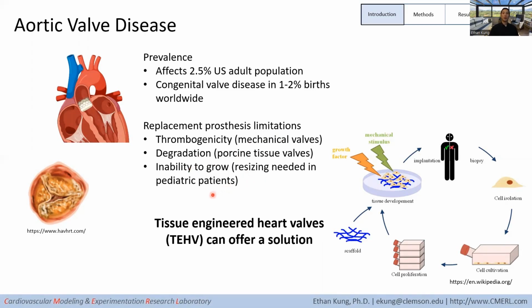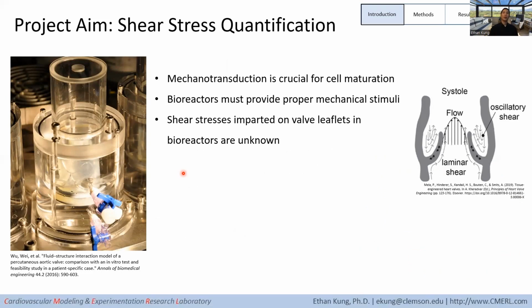So this is where tissue engineered heart valves come in. We can take cells from the patient themselves and be able to grow a valve out of those cells. So then you can have a living valve that has the ability to repair and also to grow with the patient. Now, in order to be able to grow those valves, you need to operate a bioreactor to provide the appropriate stimuli to the cells to encourage them to differentiate into the correct cell type.